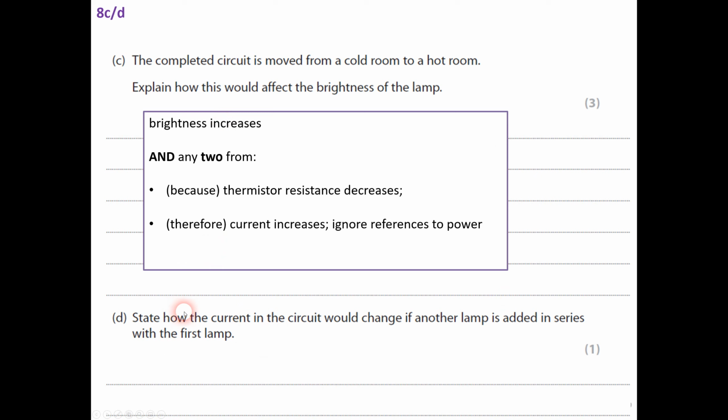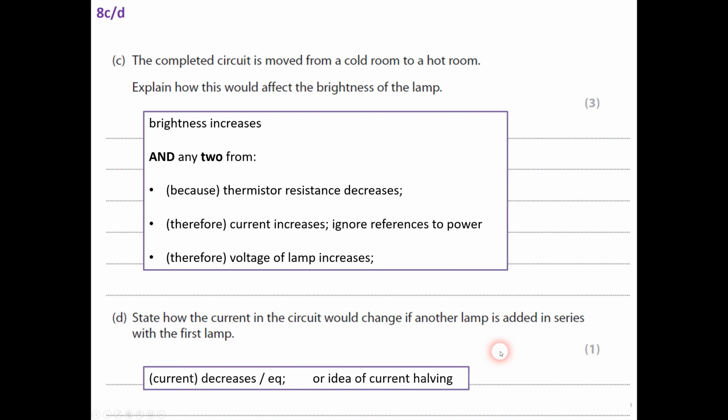Last part, part D. State how current in the circuit would change if another lamp is added in series with the first one. So if we've got another resistance in there, oh sorry, I've forgotten, there's also therefore the voltage of the lamp will go up. You could actually go for that as another marking point.